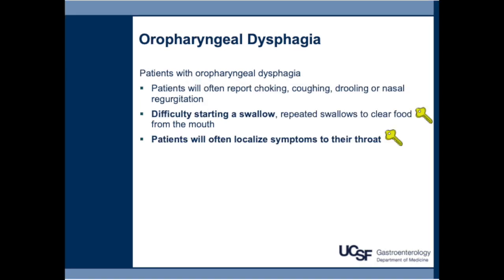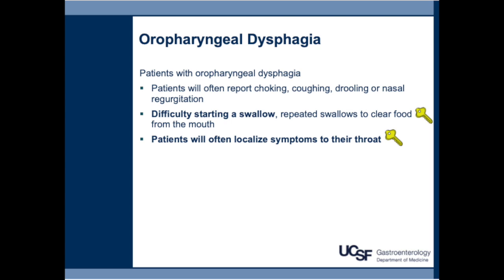Briefly, let's talk about oropharyngeal dysphagia. In this type of dysphagia, patients often report symptoms of choking, coughing, drooling, or nasal regurgitation with swallow. People really have difficulty initiating swallow and need repeated swallows to clear their mouth of food boluses. Though patients pointing to their throat when asked, "Where is the problem with your swallowing?" can be helpful and more specific to oropharyngeal dysphagia, it does not rule out esophageal pathology.